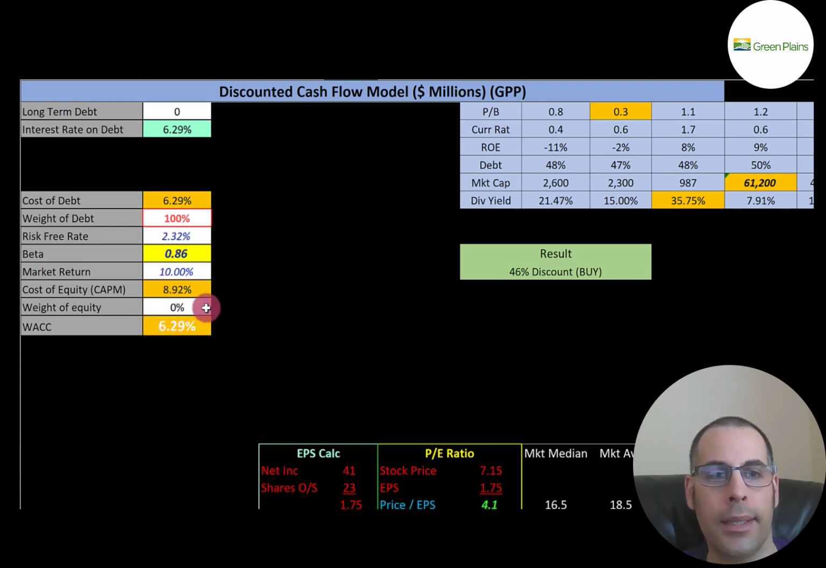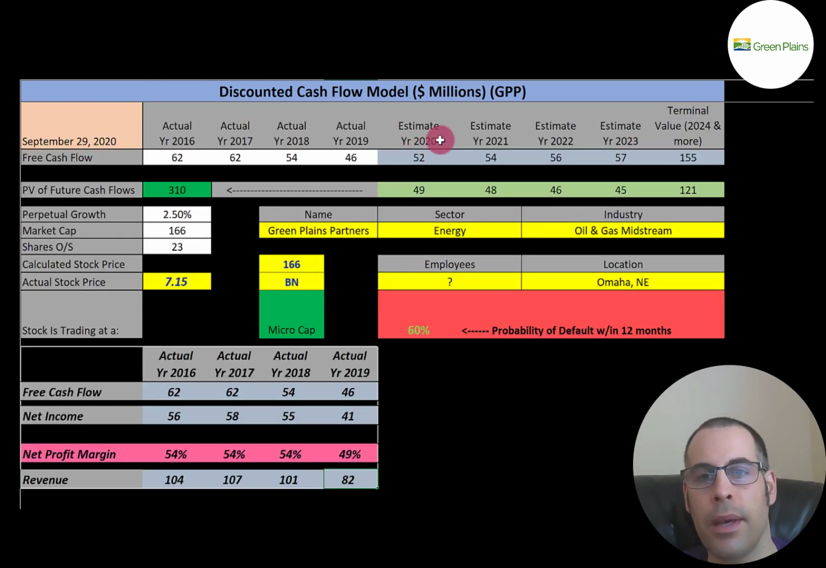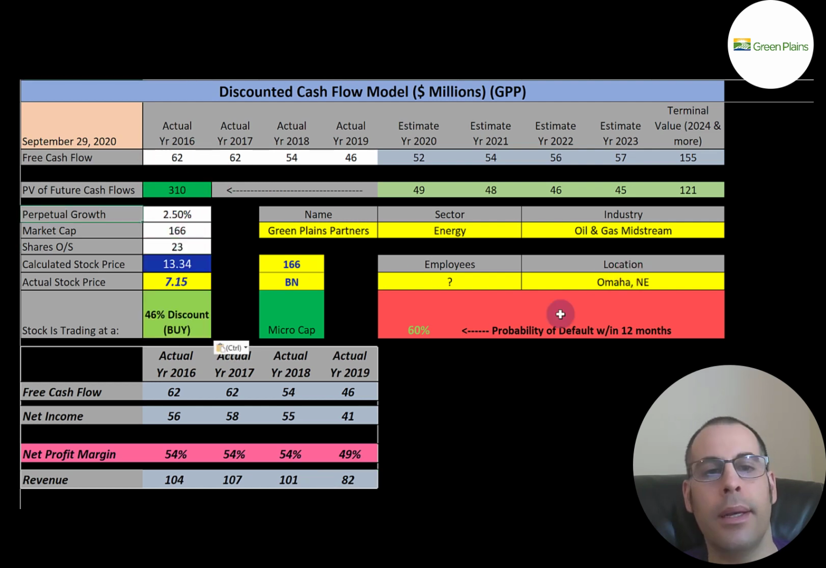But their WACC is the cost of debt, 6.29%, and that's a discount rate we're going to apply to the future cash flows. We estimated 4 years of future free cash flows. We also estimate a terminal value, which is all cash flows past year 4. We discounted those numbers back to today using the weighted average cost of capital. We get a value of the company of $310 million. We divide that by 23 million shares. And we get a calculated stock price of $13.34.